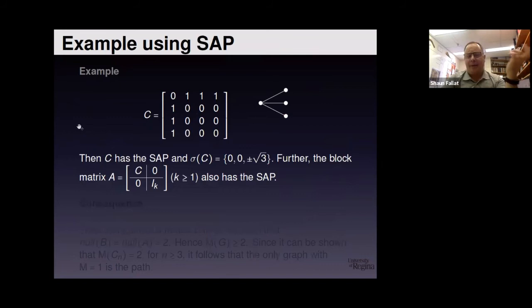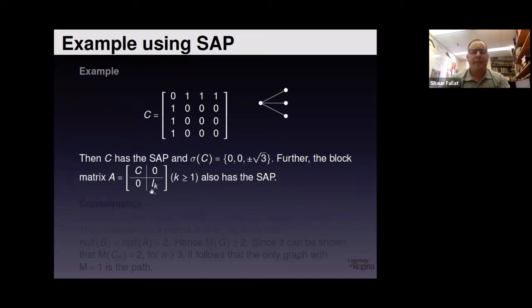Going back to the path example that I mentioned before, if you take this graph here, the simple graph, and you write down the adjacency matrix, then the matrix C here, it turns out it has the strong Arnold property. You check it, and here are the eigenvalues. Further, if you embed C as a block in the top 4x4 block, and then extend by the identity for any size, then this matrix also has the strong Arnold property.